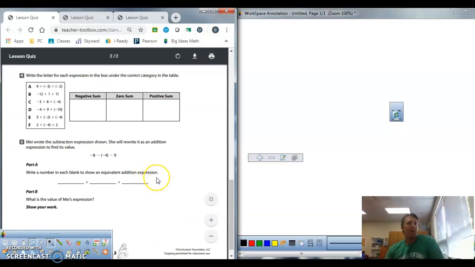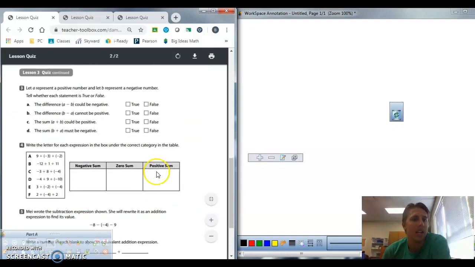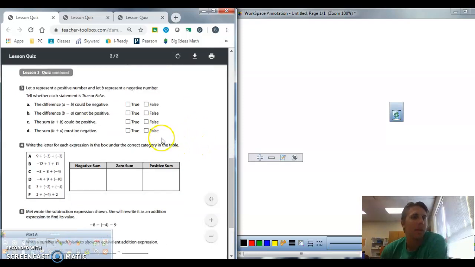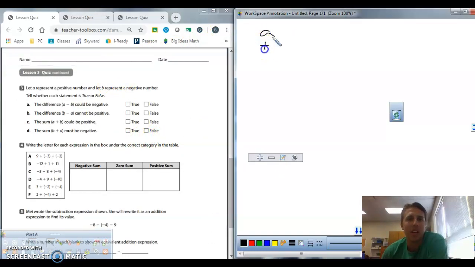I'm going to go through number 3 and number 5, okay? And then I'll move on to the other quizzes, okay? So, number 3, let A represent a positive number, B represent a negative number. So I'll just write at the top, A's positive, B's negative. Tell whether each statement is true or false.